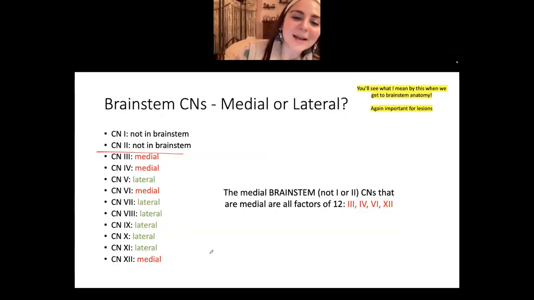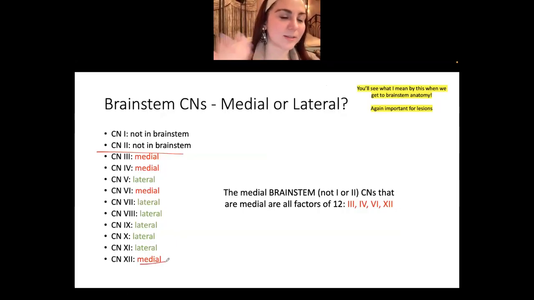The cranial nerves that are medial are all factors of 12. Again, excluding 1 and 2, because they're not in the brainstem, it's everything that's a factor of 12. So 12 is divisible by itself, cool. 6 goes into 12, cool, it's medial. And 3 and 4 both go into 12. So those are your medial cranial nerves, and everything else is going to be lateral. This is important when we draw our tic-tac-toe board later for the lesions. You're going to draw in the cranial nerves and whether they're medial or lateral. So that's why it's good to know this.